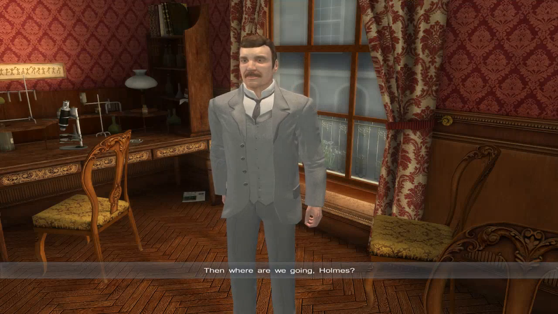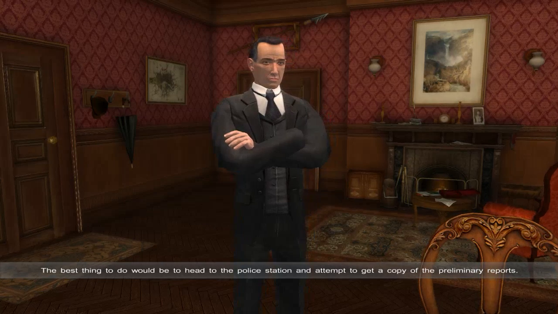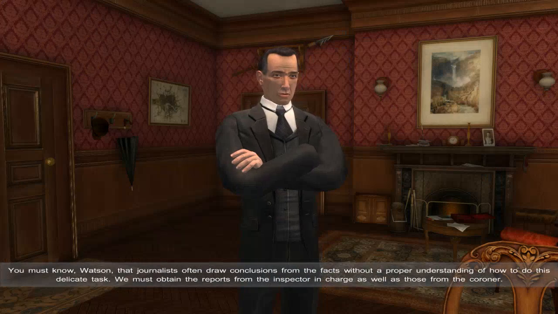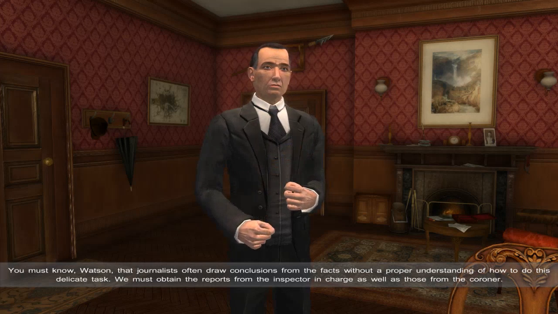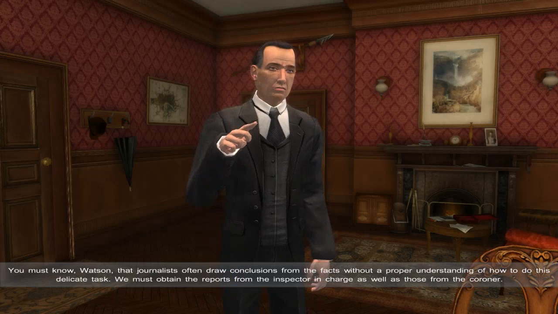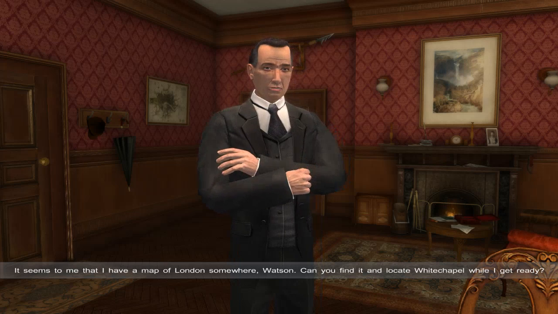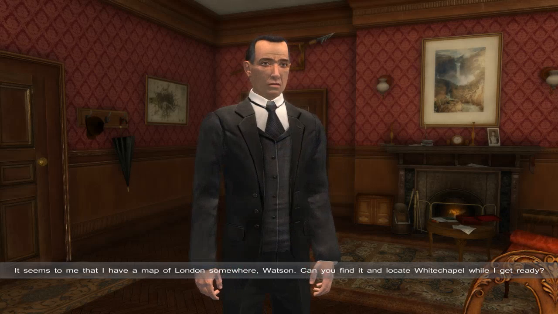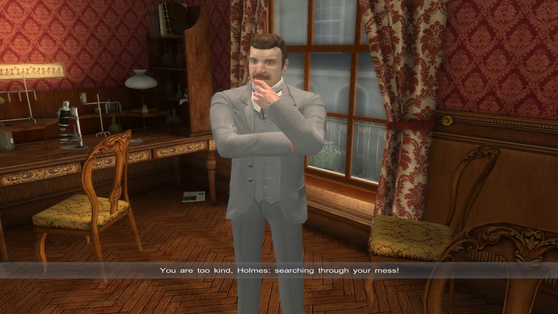Then where are we going, Holmes? The best thing to do would be to head to the police station and attempt to get a copy of the preliminary reports. But the article in the Star seemed quite complete to me. You must know, Watson, that journalists often draw conclusions from the facts without a proper understanding of how to do this delicate task. We must obtain the reports from the inspector in charge, as well as those from the coroner. Very well, Holmes, but all the same. It seems to me that I have a map of London somewhere, Watson. Can you find it and locate Whitechapel while I get ready? You are too kind, Holmes. Searching through your mess?